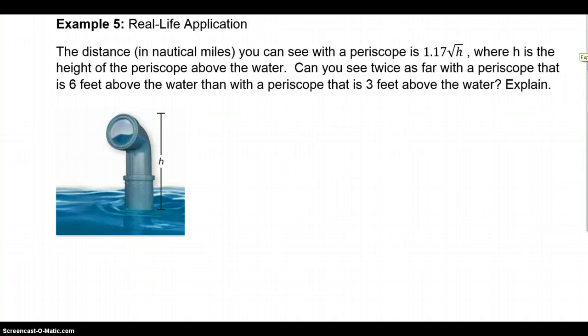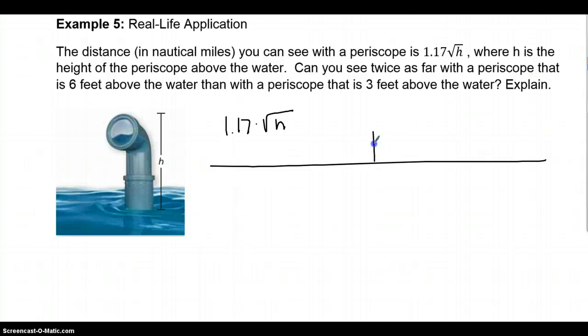Example 5, your real-life application. So the distance in nautical miles you can see with a periscope, which I guess is this thing that sticks out over water, is 1.17 times the square root of h, where h is the height of the periscope above the water. Can you see twice as far with the periscope that is 6 feet above the water than a periscope that is 3 feet? Okay, so right away we're going to break this into 3 feet and 6 feet.